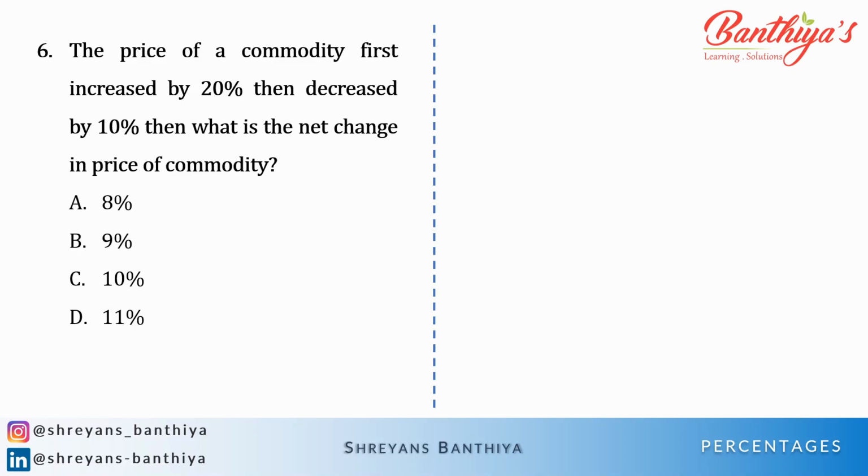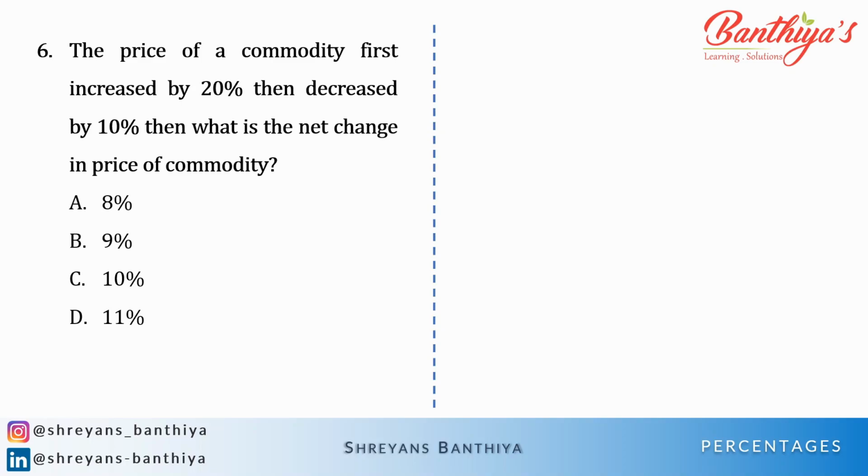Now in percentages, when the values are not given, it's the best practice to assume 100. The price of a commodity first increases by 20%. So let's assume the price of the commodity initially was 100 and it increased by 20%, so it becomes 120. Then it decreases by 10%. 10% of 120 would be 12. So we'll reduce 12 from 120, it becomes 108. Then the net change in the price would be 8 rupees, that is basically 8%. So we have already got to the answer without even taking pen and pencil.